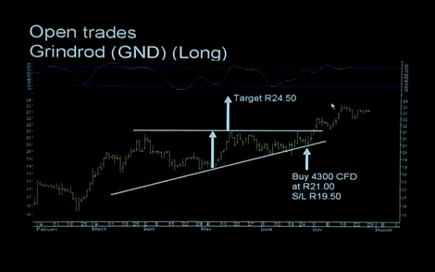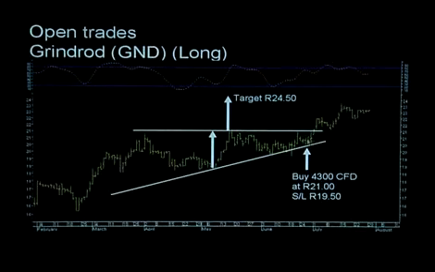Typically, you then take the height of that triangle pattern at its broadest point and you project it up. You take that height and you project it up, and that gives you your target level, which in this case is 24 Rand 50. Now, we haven't quite got there yet. We've been trading around about 23 Rand, 23.50, that sort of area. But I'm still confident that this looks good.